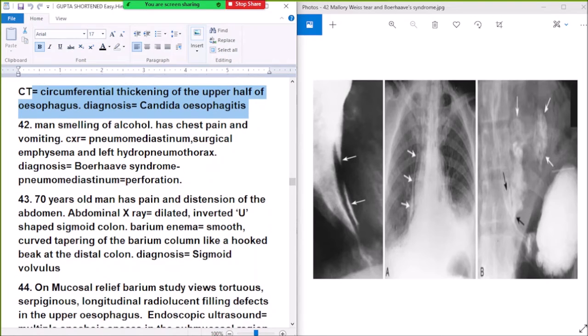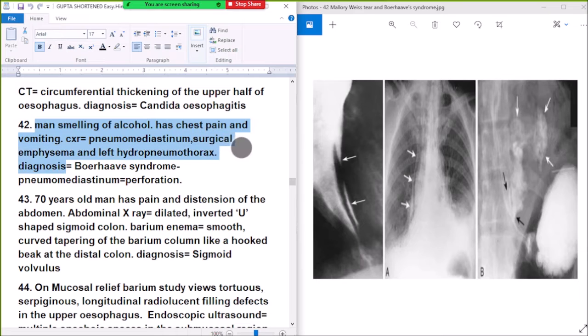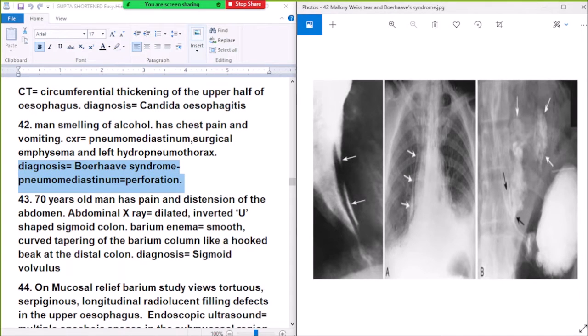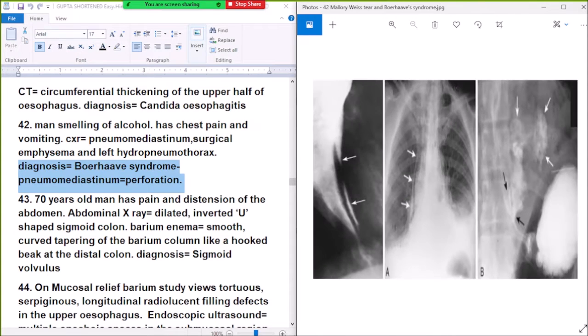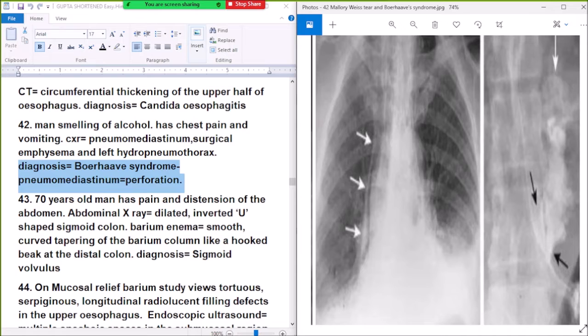Question 42. Male smelling of alcohol, has chest pain and vomiting. Chest X-ray shows pneumomediastinum, cervical emphysema, and left hydropneumothorax. Diagnosis: Boerhaave syndrome. Pneumomediastinum shows perforation. Now look here, this is Boerhaave syndrome. Pneumomediastinum, air in the mediastinum.